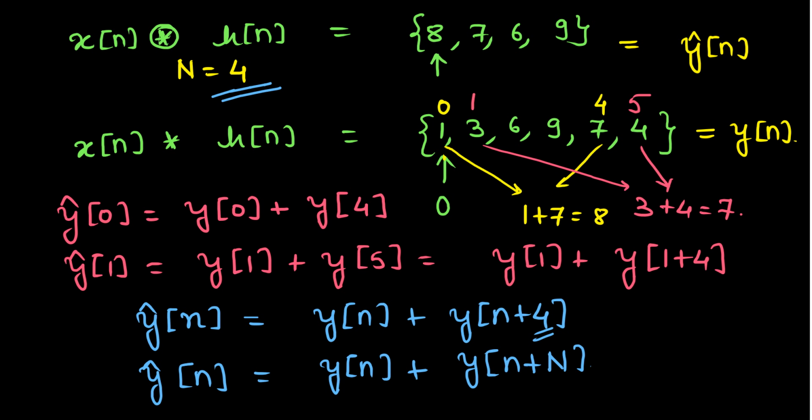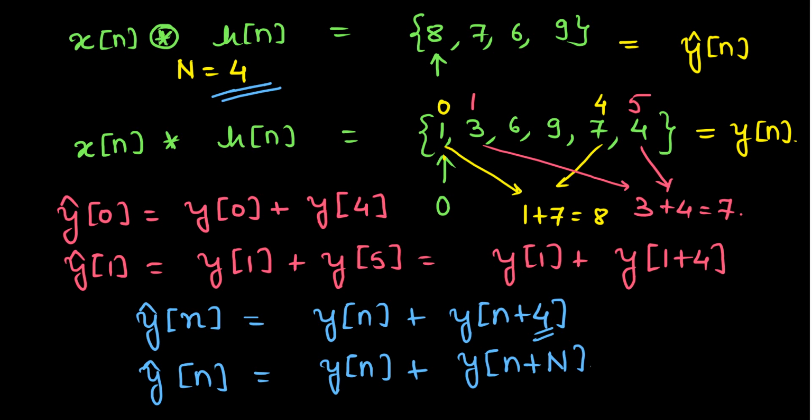Now what we can observe here is this y hat of n is a combination of y of n plus y of n plus capital N. Now what we want is this y hat of n should be exactly equal to y of n, which means we want this y of n plus capital N to be 0. Or in other words, this overlapping that we are getting here should be avoided in order to get the proper convolution using the circular convolution.